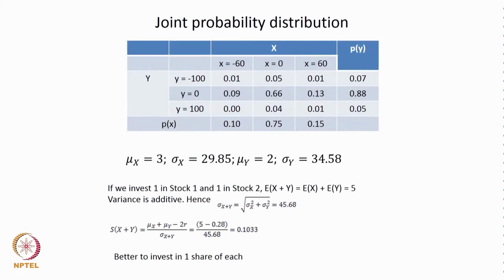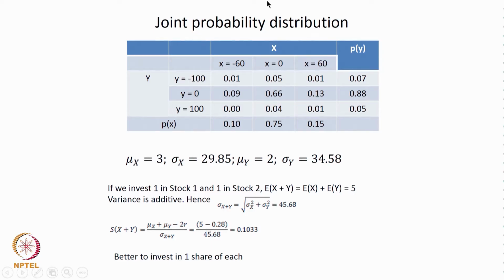Now, let us find the joint probability distribution for x and y. We show x here, x can take 3 values 60, 0 and minus 60, and y can take minus 100, 0 and 100. Please note that we have just changed the order from the earlier slide.